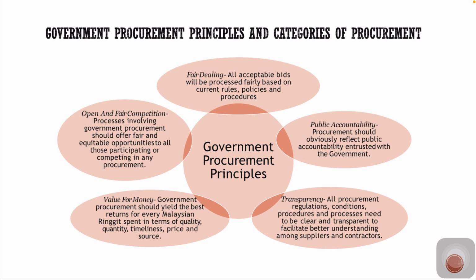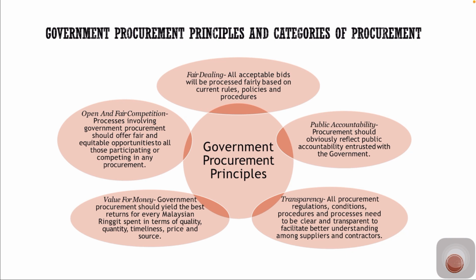Next, number 3, transparency. So all procurement regulations, conditions, procedure and process need to be clear and transparent to facilitate a better understanding among the suppliers and also contractor. Perlulah jelas dalam iklan tu, perlulah jelas orang kata tidak ada sebarang hidden agenda maupun hidden terms and conditions, no such thing.